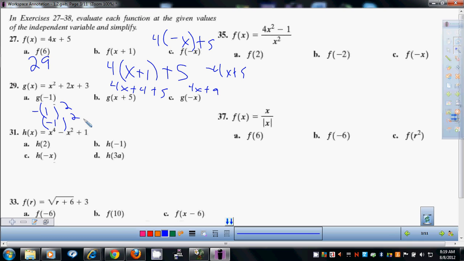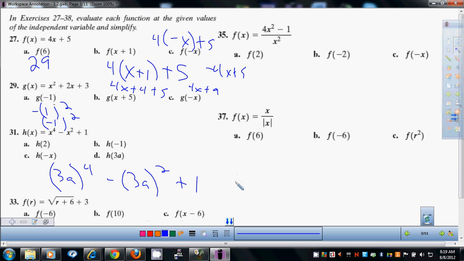Let's look at 31. Who wants to venture a guess what part B is going to be in number 31, or how we would go about solving that? How do you think we're going to go about doing part D on number 31? Yeah, just plug it in. Again, our variable won't go away. We're just switching variables. So I'm going to plug 3a in for every x. Very good. And yeah, now you'll need to distribute it.